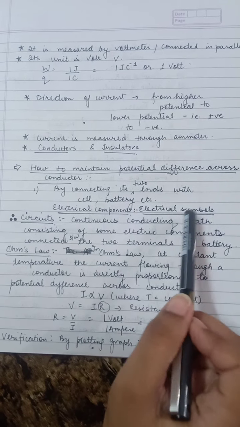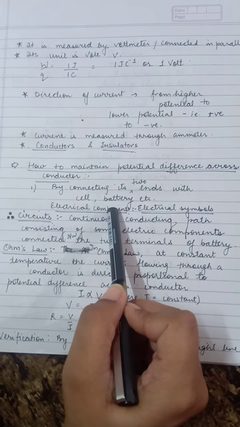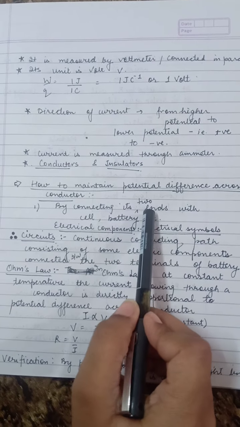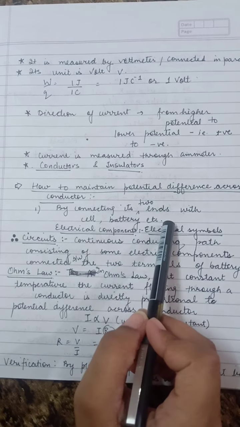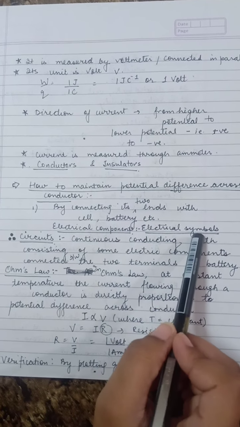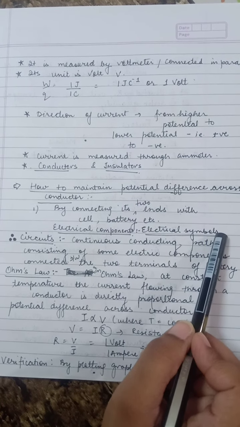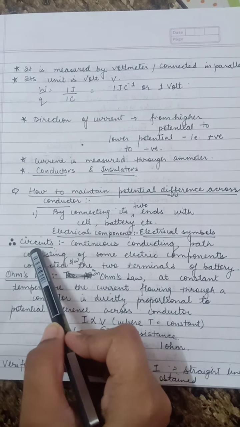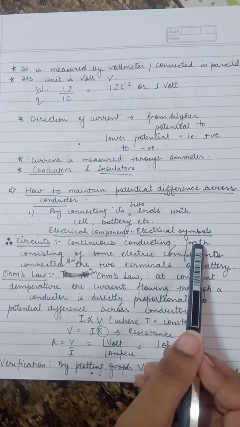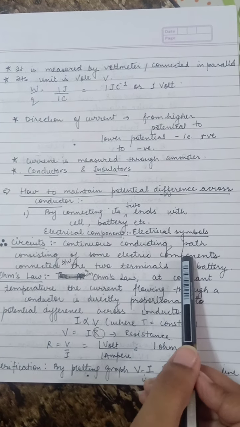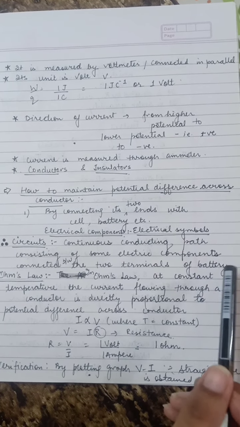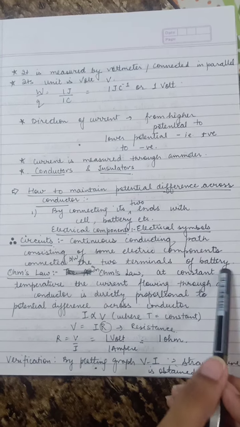Electrical components and electrical symbols. We all know what are various components that are used in a circuit: cell, bulb, battery, connecting wires, rheostat, ammeter, voltmeter. So all these are the components, and I know you all remember the symbols of it also. The next part is circuits. With the help of these electrical components, we prepare circuits. Circuits are the continuous conducting path consisting of some electrical components connecting between the two terminals of a battery. That means battery is must. It is required for the circuits to carry on.